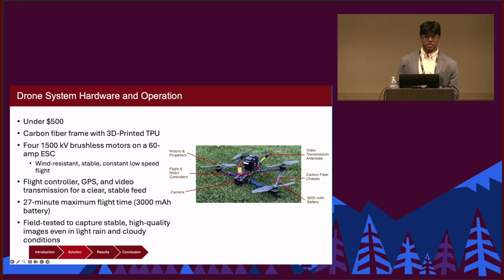So these were the hardware considerations taken on a 10-inch drone, so that it'll be resistant to wind at low altitudes and flying at low speeds. Then we can feed a stable video feed with a high quality image into the computer vision algorithm to get more accurate detections.